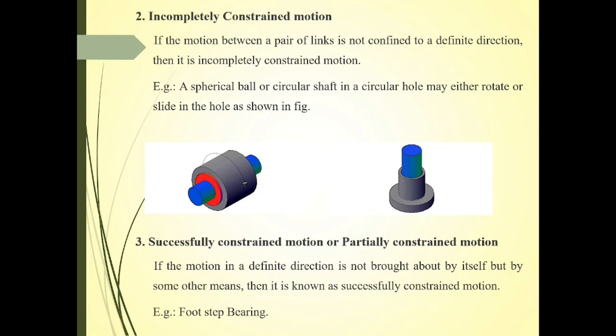Next, successfully constrained motion or partially constrained motion. If the motion in a different direction is not brought about by itself but by some other means, then it is known as successfully constrained motion. Example, footstep bearing.